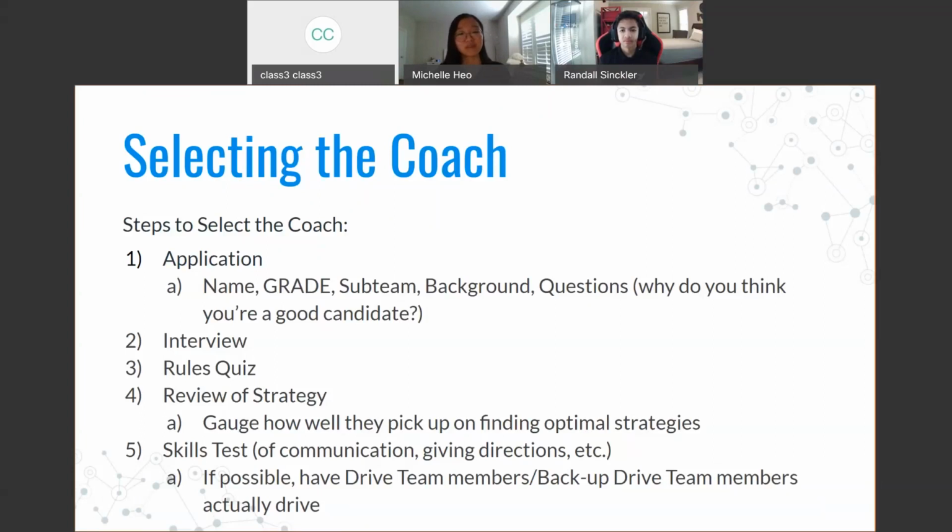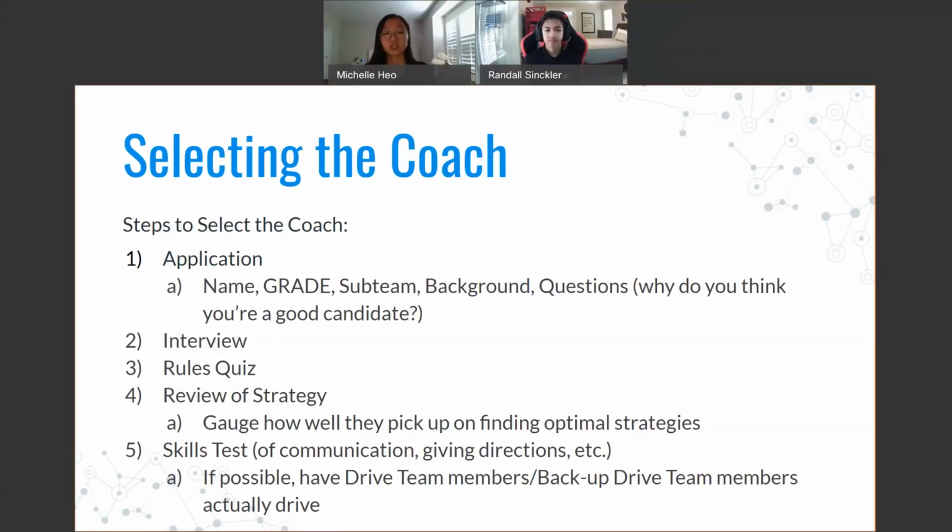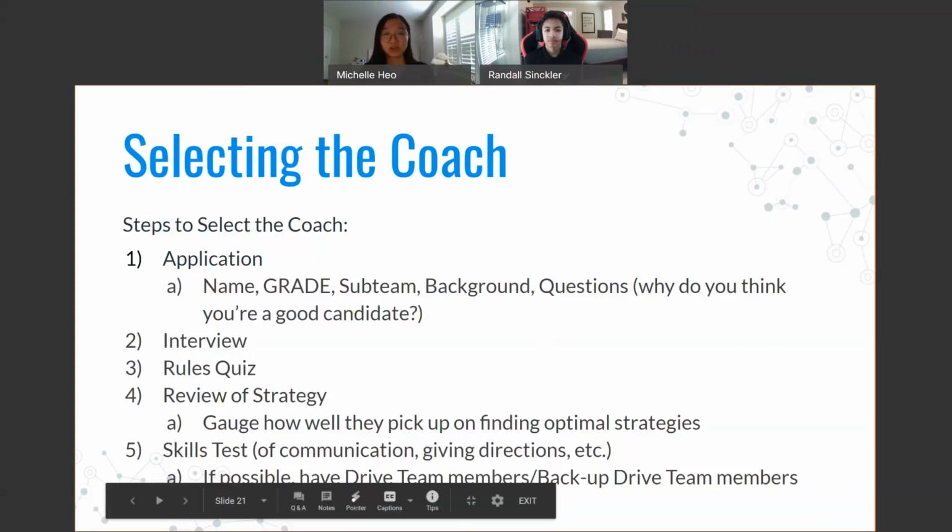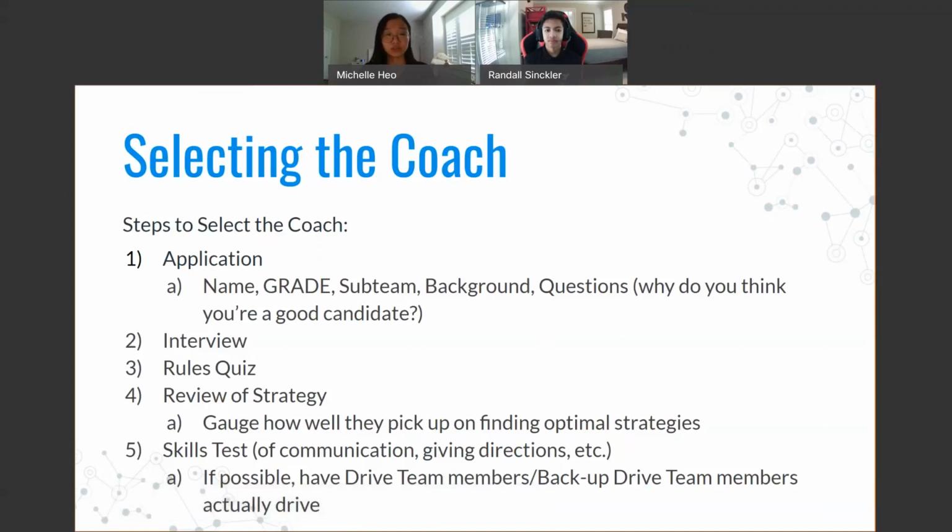We then recommend having a rules test because even though the driver and co-driver need to know the rules, the coach has to have them memorized by heart. So continuing on, the coach is the one looking at the different zones, robots, and referees. And so they need to know what will cause penalties and what will not, so that their drivers feel confident that while they're driving, they're not causing any penalties.